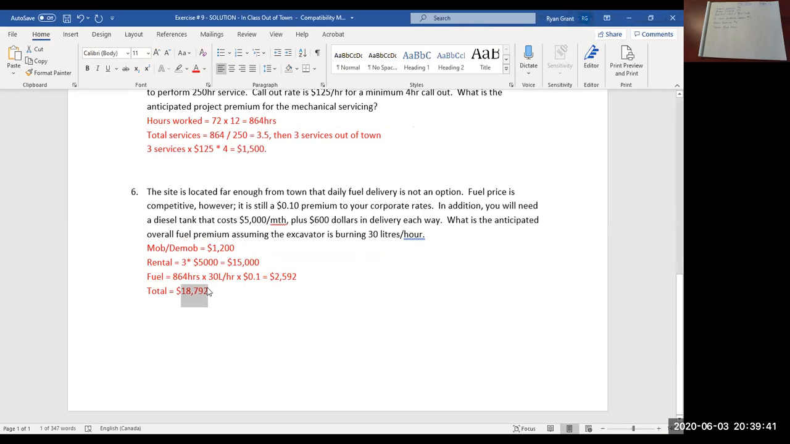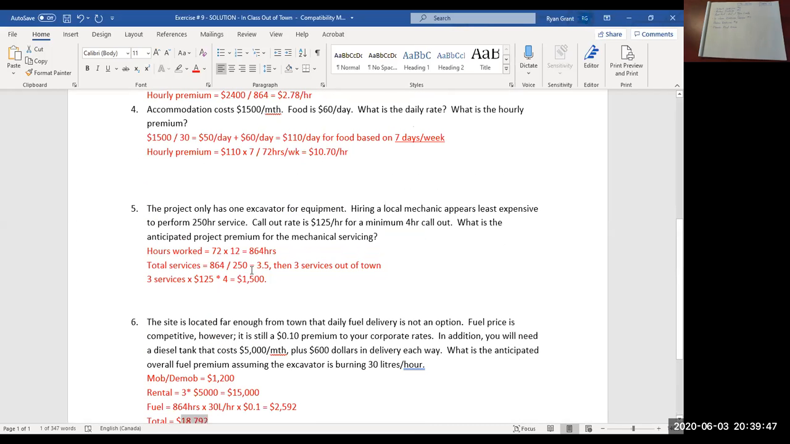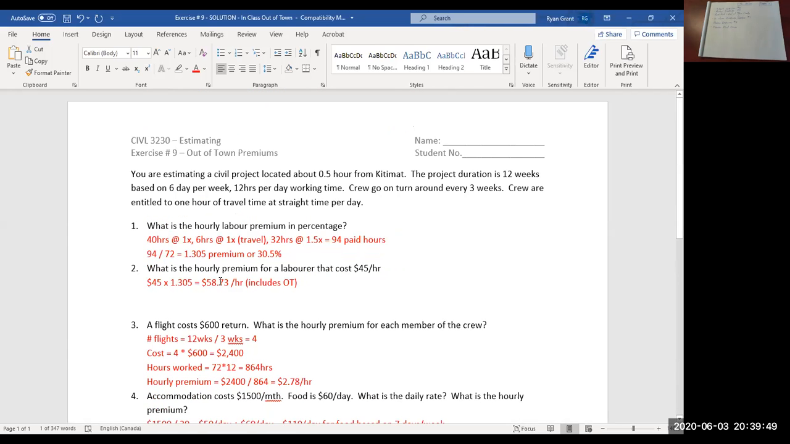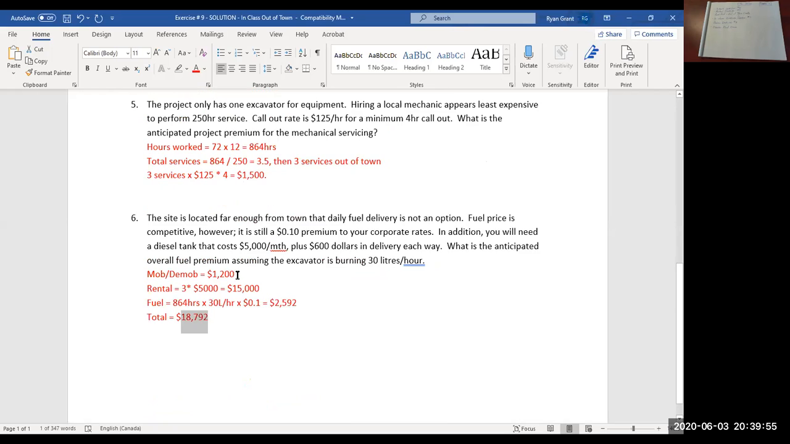So that's the end of the in-class lesson. Any questions on what we went through there? So like I say, I posted this Word document to the Learning Hub. MOB and DEMOB, that was here. Oh, of moving the machine up, you mean? Hey, you're right, that's not here, is it?